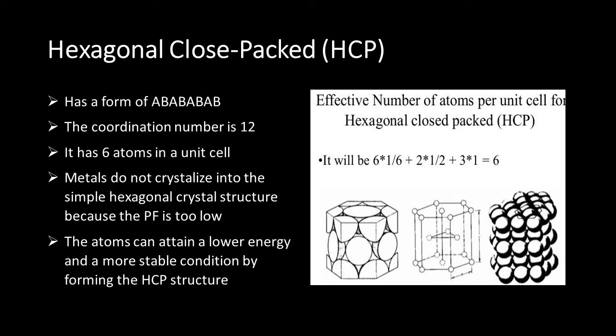Hexagonal close-packed has a form of AB with the coordination number of 12. It has six atoms in the unit cell. So how is it six? You can see here one half in the top and then one fourth in each side. In the middle also one half. So six corners and then three atoms and a half space. And then the atoms can attain a lower energy and a more stable condition by forming the HCP structure.